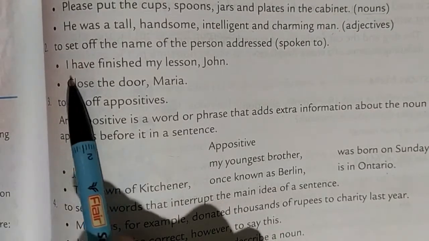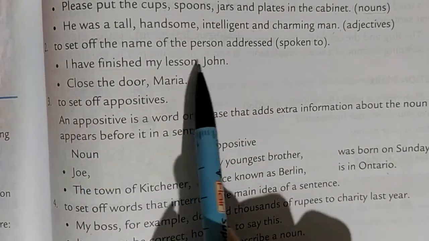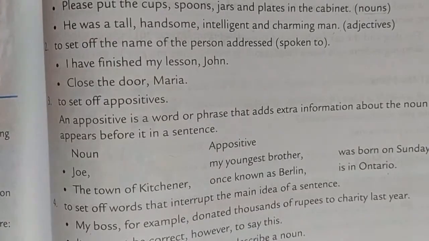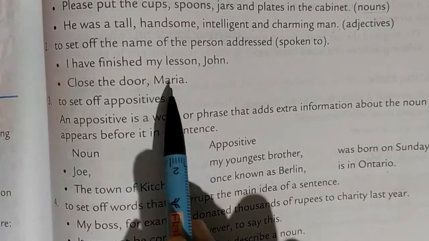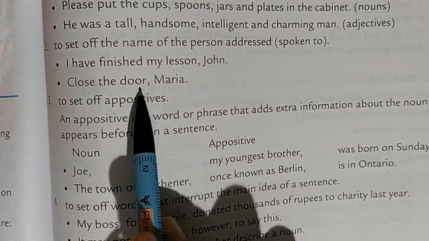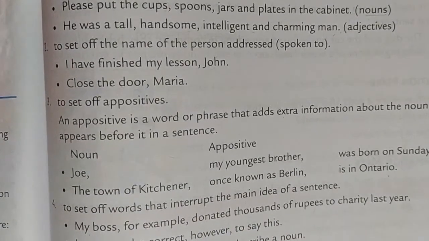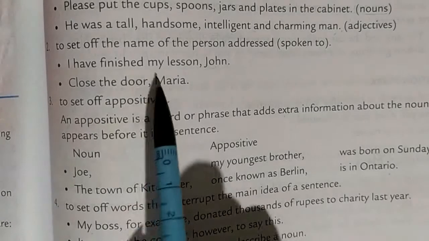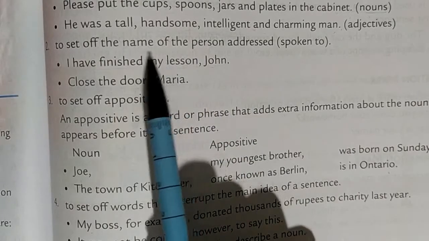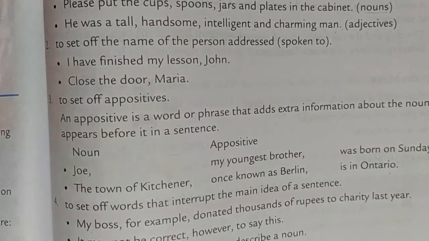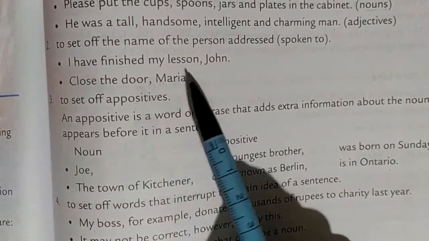The name: I have finished my lesson, John. So this sentence is basically spoken to John. This is for John to understand that I have finished my lesson. Close the door, Maria. This is a request or an order, you can say, for Maria to follow, that Maria please close the door. So here also we use a comma, if we are addressing someone, the name of the person addressed. Your names are there, John and Maria, so we are addressing them, we are saying something to them.